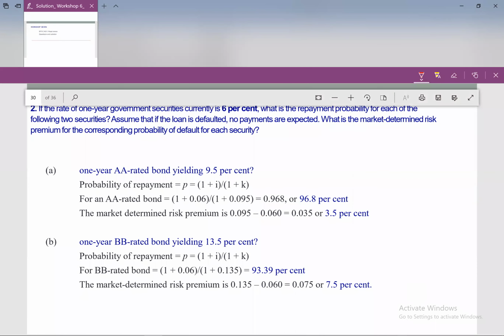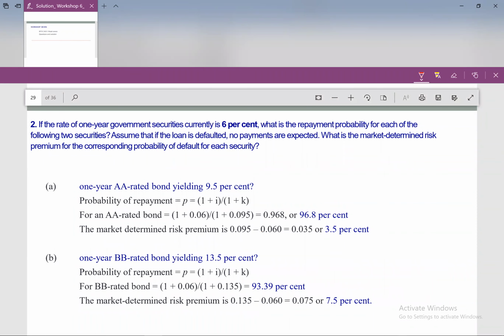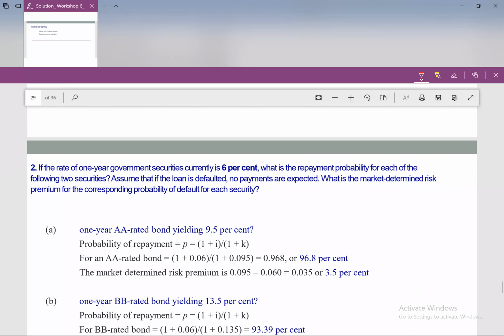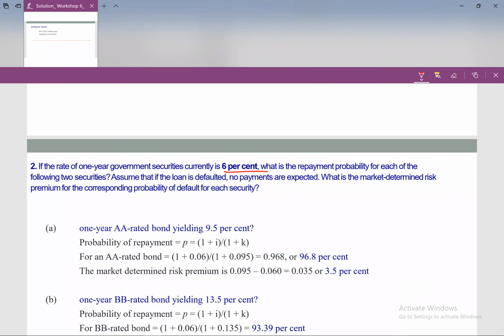Okay, now let's come to another question. This is from the term structure of interest rates, the derivation of credit risk. As you can see, if you have 6% here for a 1-year government security, which means the I now is 6%. What is the repayment probability for each of the following securities? Assume the loan is defaulted. If the loan is defaulted, no payment is expected, which means no collateral.